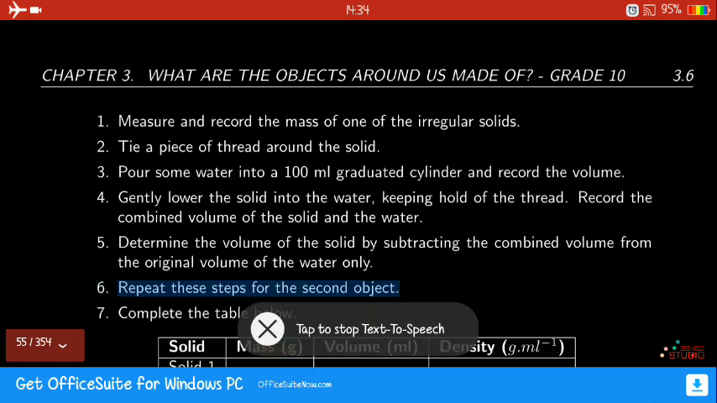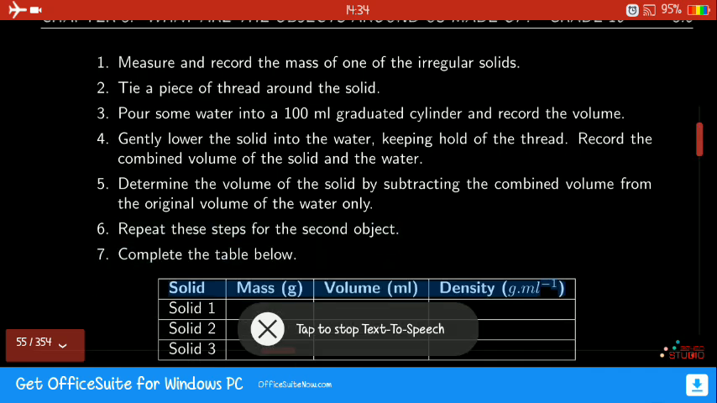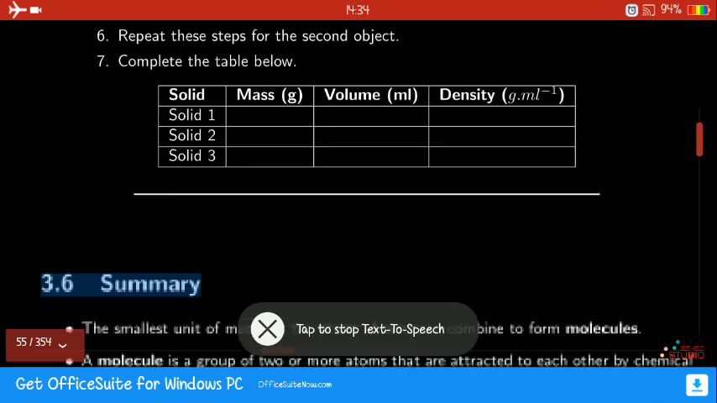6. Repeat these steps for the second object. 7. Complete the table below. Solid, mass (g), volume (ml), density (g/ml). Solid 1, Solid 2, Solid 3.